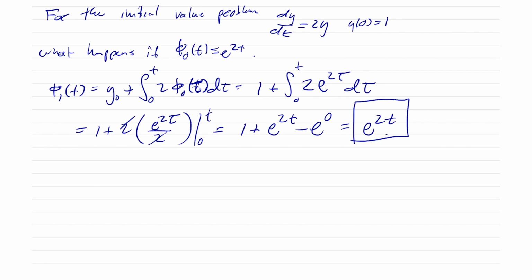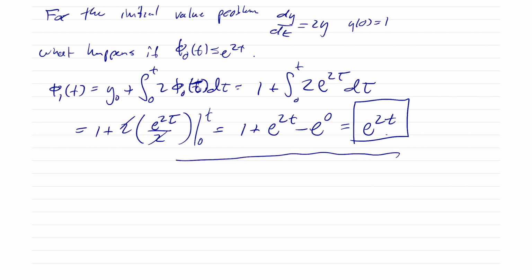And this is what happens. This actually means that this is the solution to the differential equation. You get what we call a fixed point. But it's a really simple integration where you just have to integrate e to the 2t. So not too bad, but I'm sorry if it caused any confusion.